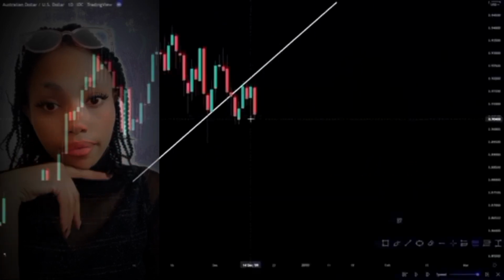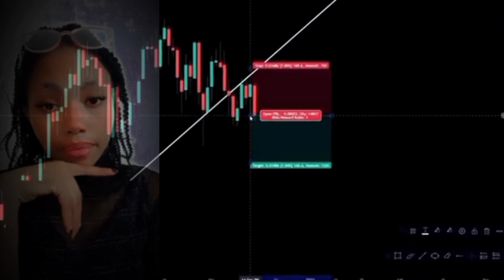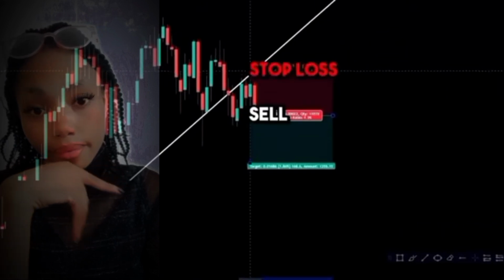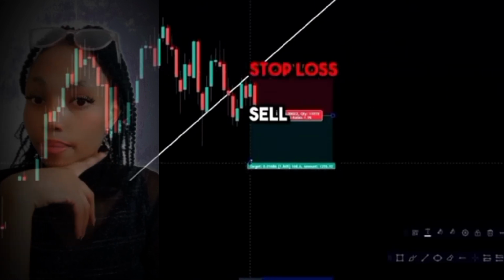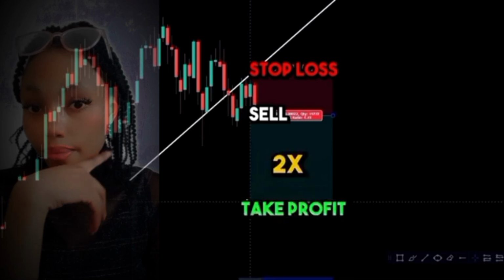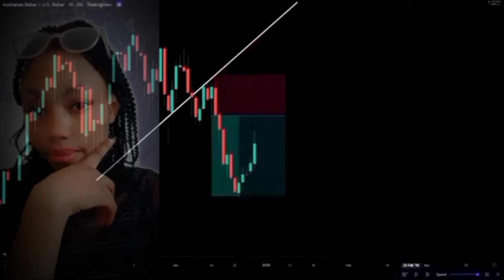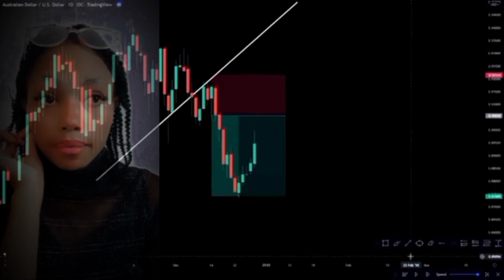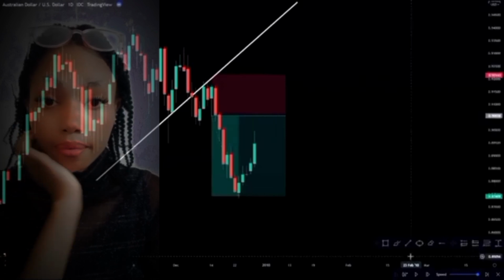So this big fat red candlestick will be our entry and our stop loss. Put it a few pips above this lower high. And for our take profit, put it at 2 times your stop loss, which is right here. And price pretty much went down to hit our take profit, making this a very successful trade.